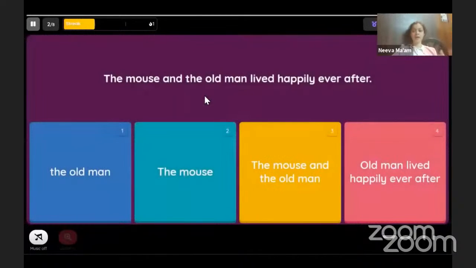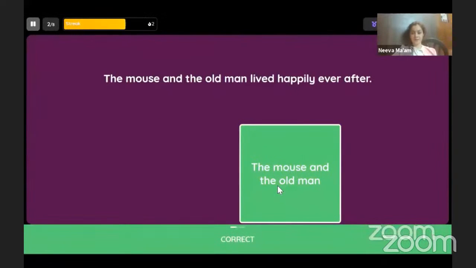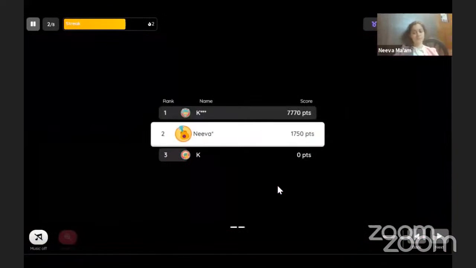The mouse and the old man lived happily ever after. Once again, you need to choose the subject or the predicate. You have to choose the subject. Yes, the mouse and the old man lived happily ever after. So what are the subjects here? The mouse and the old man. All right, so you have to choose the subject here.